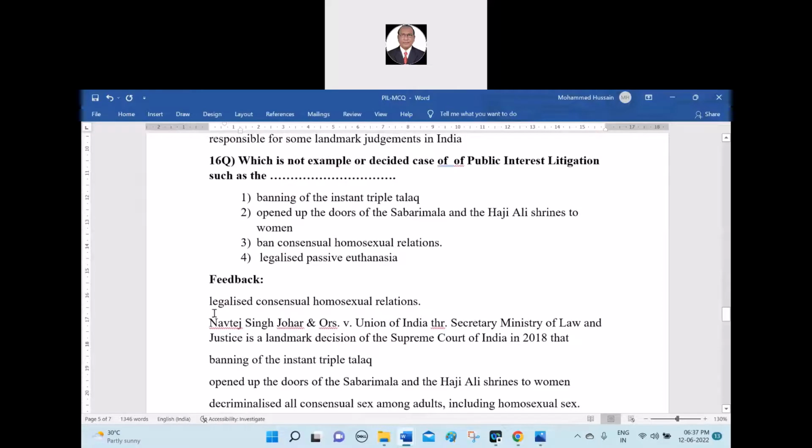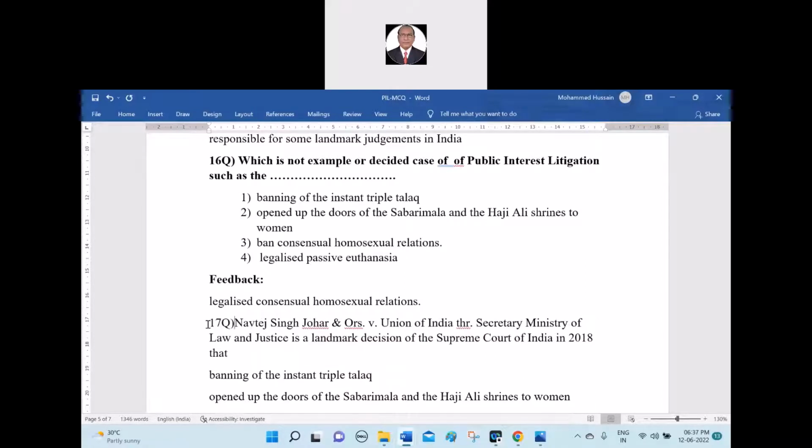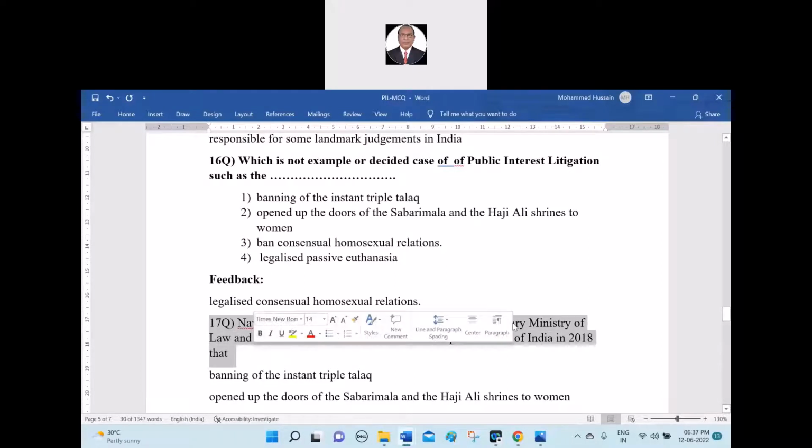Of course, this is different. Here the answer is legalized consensual homosexual relations. Later we will see, because in this case law I made it clear. It is the 17th, I believe. If the 17th is there, then we can say the 17th.